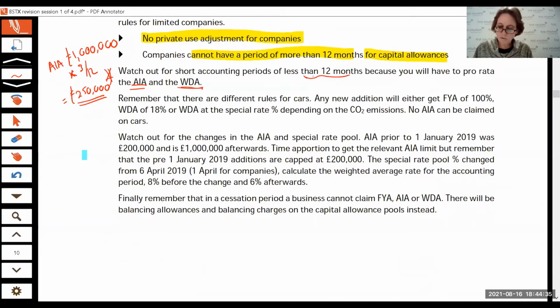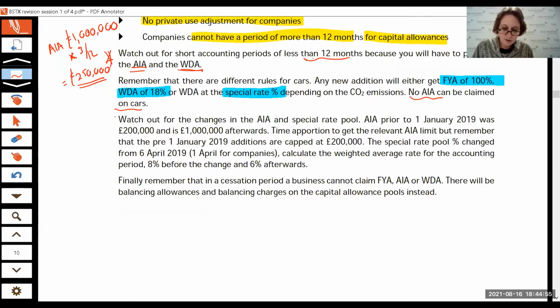Other things to note, so we've talked about the cars. The additions will either be the 100% one, the writing down allowance at 18%, or the special rate, depending on the emissions. Just also note there is no AIA on cars, so it's either an FYA, normal general pool, or the special rate pool. Watch out for the changes in the AIA and the special rate pool if there are any. That only happens if you have a period that spans January 2019.